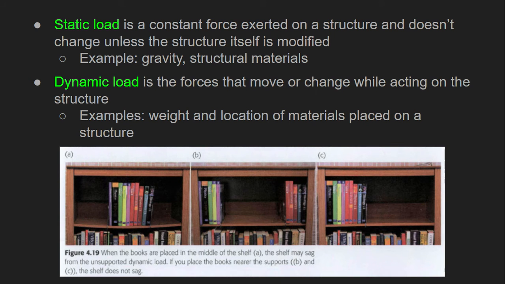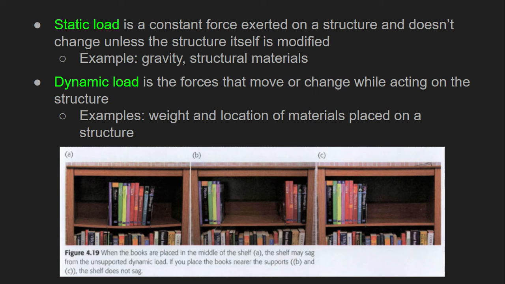So what is a static load? A static load is a constant force exerted on a structure and doesn't change unless the structure itself is modified. So for example, gravity is going to affect the structure regardless of whether or not the structure has something in it or not, okay? Gravity will just have its effect on the structure.